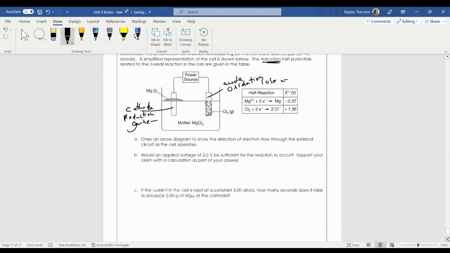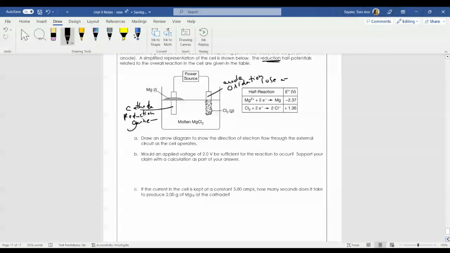First question says draw an arrow in the diagram that shows the direction of electron flow. So we've already established that chlorine is being oxidized. And if chlorine is being oxidized, it is losing electrons. Magnesium is gaining those electrons. So my electron flow must be going from chlorine to magnesium. Here's the direction of my electron flow. Whatever's losing those electrons has to go to the other one. So I just answered that one there.